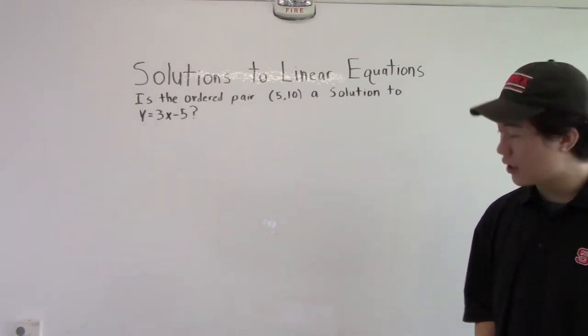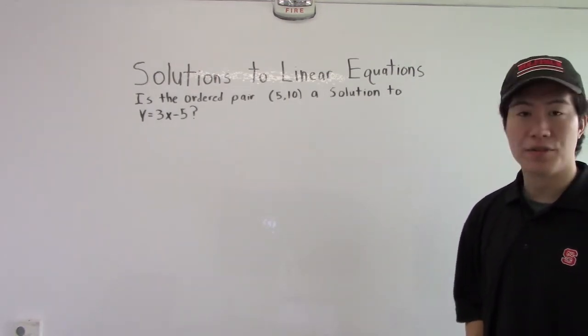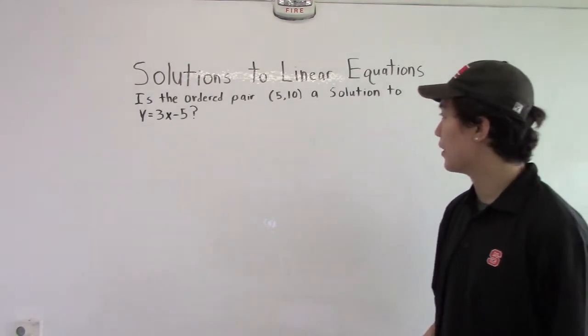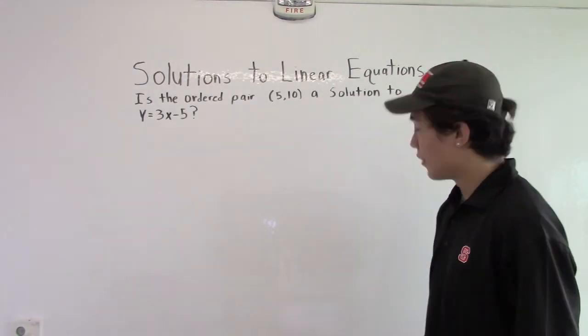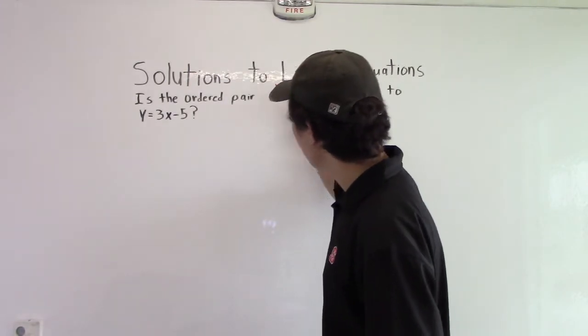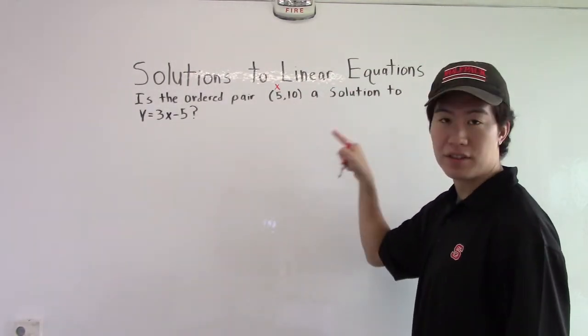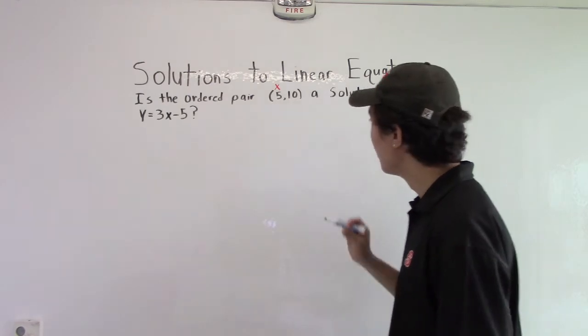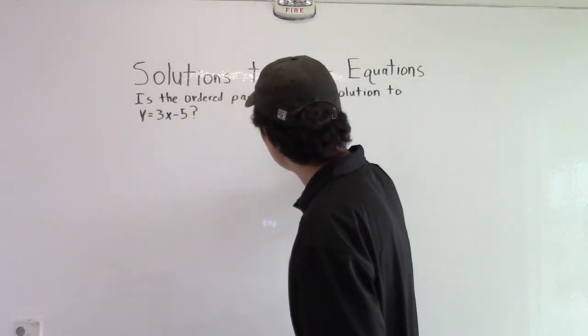First, let's start off with identifying the x and the y values in the ordered pair. For the x values, we're going to be using red as an identifying factor. The x value is the first value in the ordered pair, and the y value is the second.